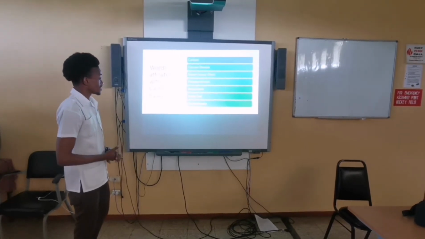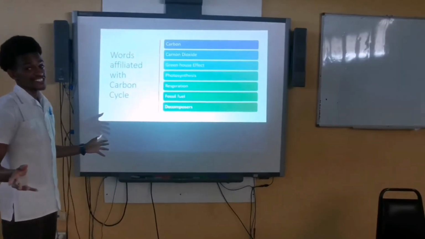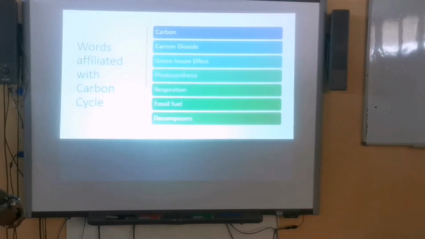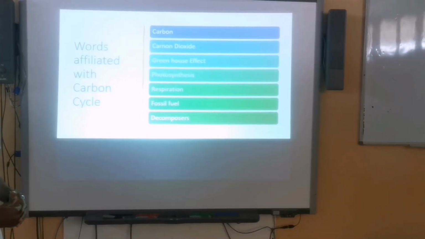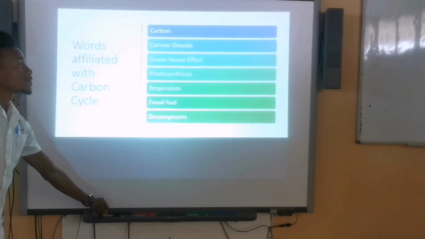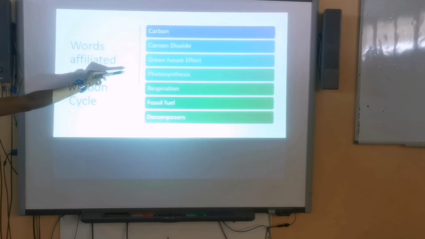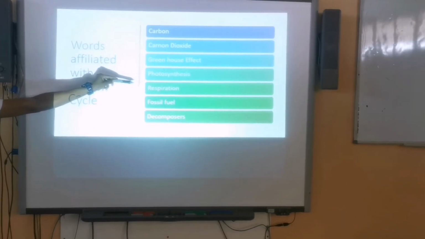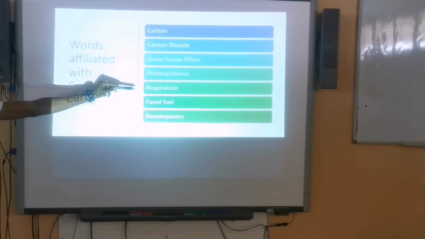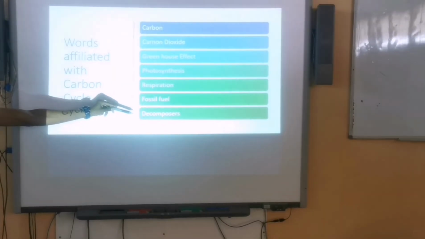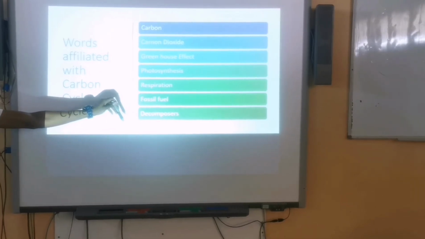Well, as you can see, there are some words affiliated with the carbon cycle. We have carbon, carbon dioxide, greenhouse effect, photosynthesis, respiration, fossil fuel, and lastly, decomposers.